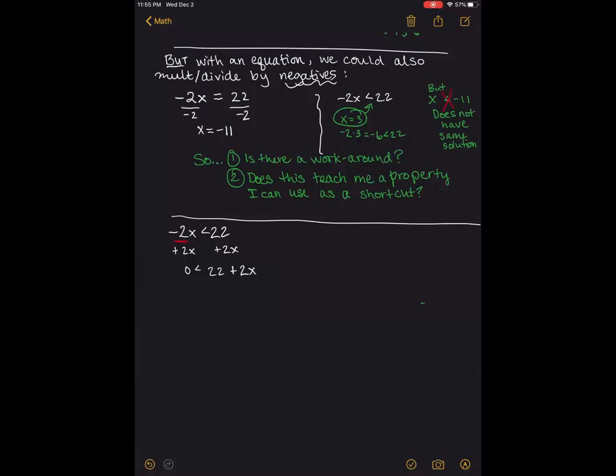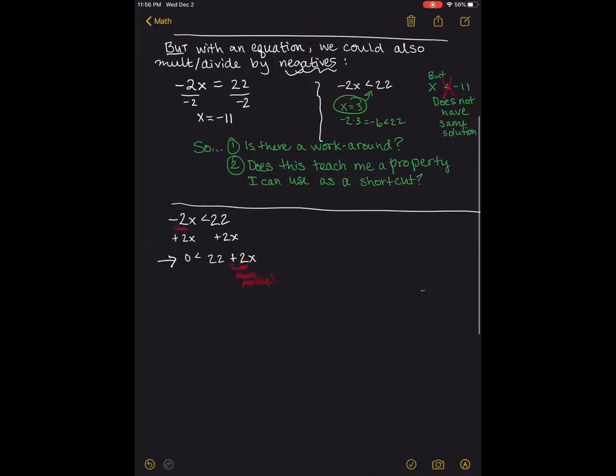And so now, if I want to do any multiplication or division later down the line, the coefficient on x is a positive number now. Isn't that great? I made it positive just by adding the quantity over. So let's take that one step further. Now I have this inequality: 0 is less than 22 plus 2x.